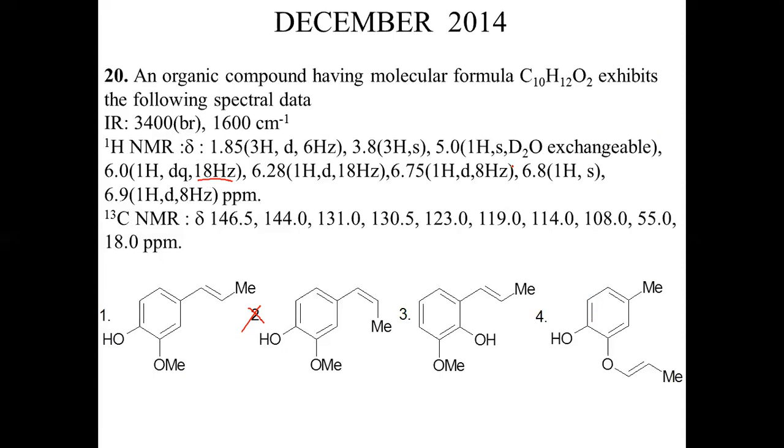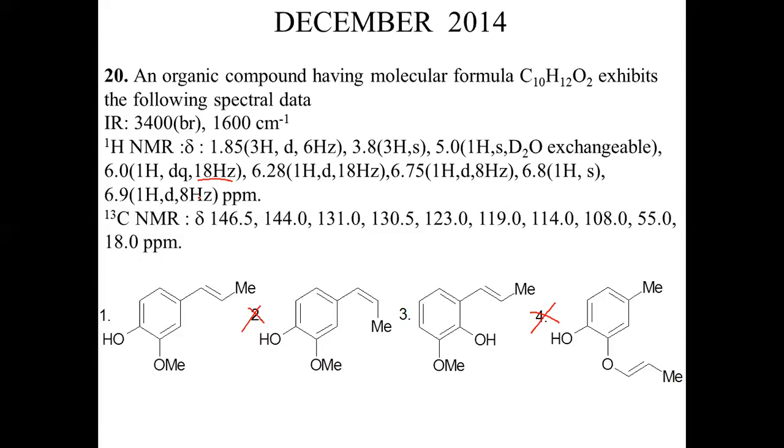Next, when you see, you have 3.8, 3 hydrogen singlet. So it should have an OMe group. Now when you look here, here you have OMe, here you have OMe, here you don't have OMe. So I can rule out that option. Now you are left with option 1 and 3.